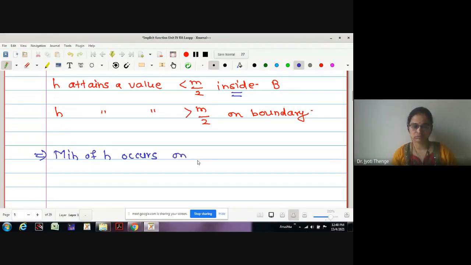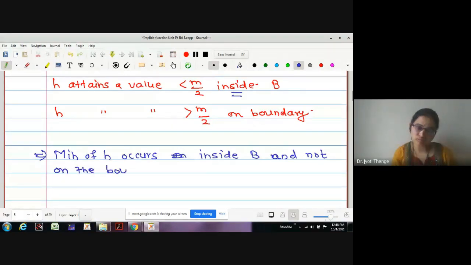Thus, may I write, minimum of H occurs inside B and not on the boundary, dou B.